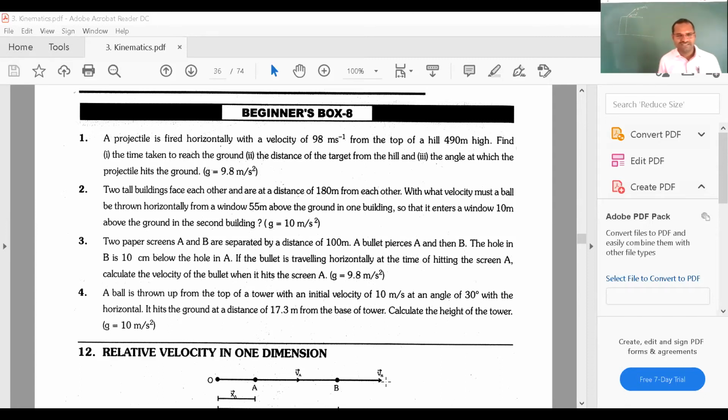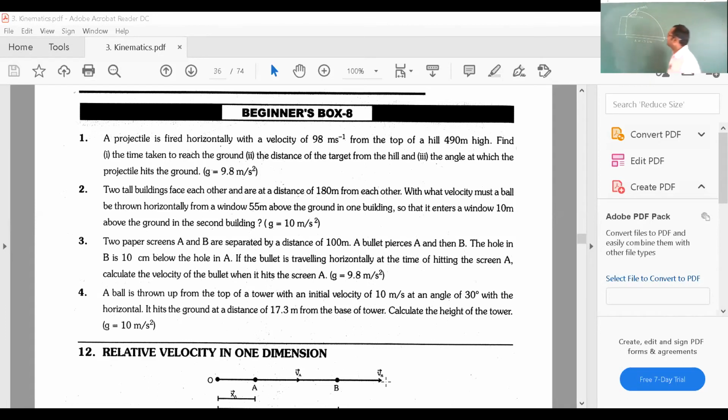Now what they are saying is that it hits the ground at a distance of 17.3 meters from the base of the tower. From this base of the tower, the ball hits the ground; it will travel like this. So this distance they have given is nothing but the range, 17.3 meters from the base of the tower. They are given.